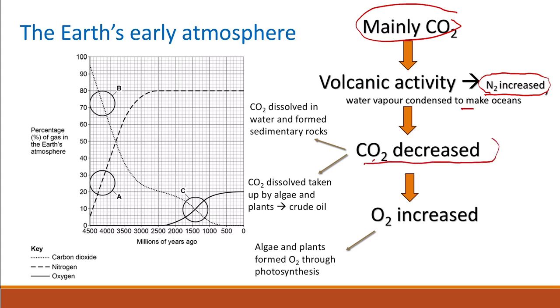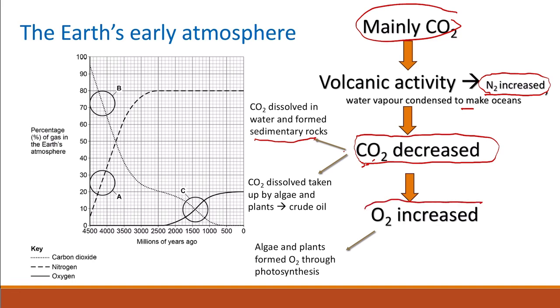The next stage is that carbon dioxide started to decrease. Carbon dioxide decreased because it is a very soluble gas, so it dissolved in water and formed sedimentary rocks. Also, the algae and the plants in the water started to take up carbon dioxide for photosynthesis. So carbon dioxide concentration decreased.